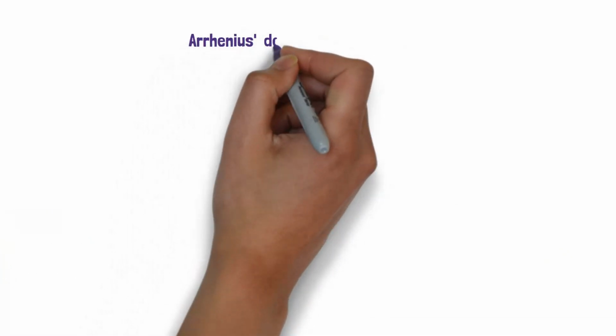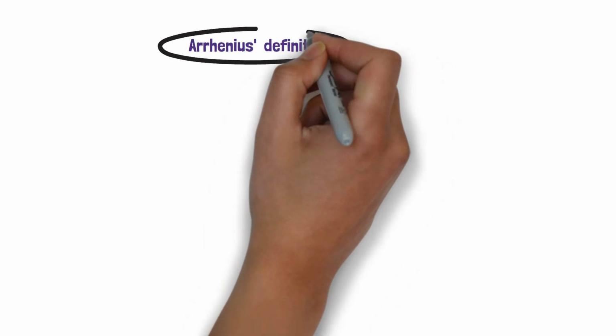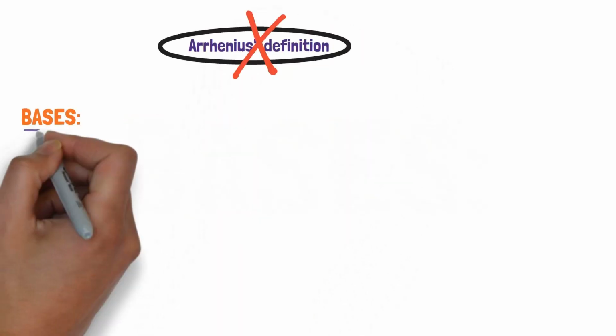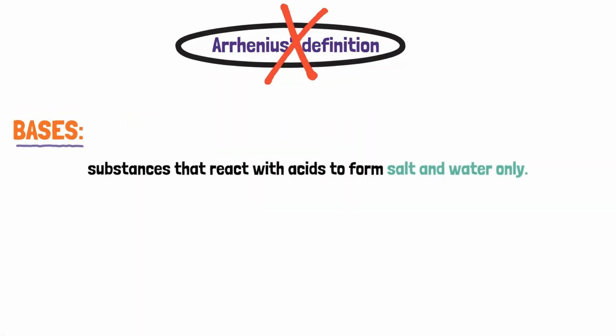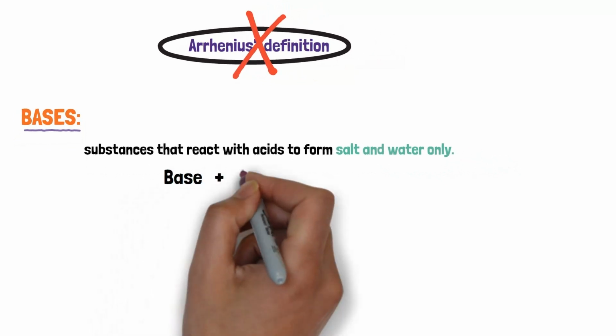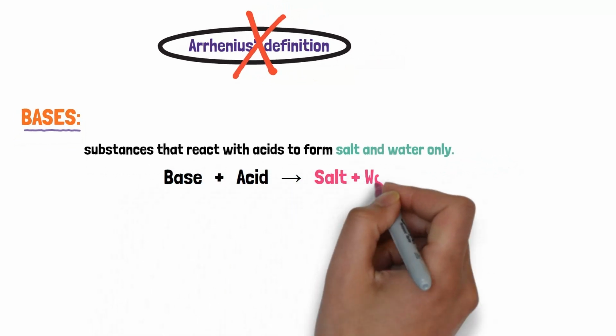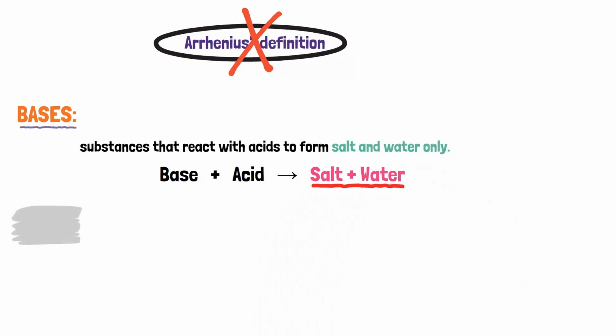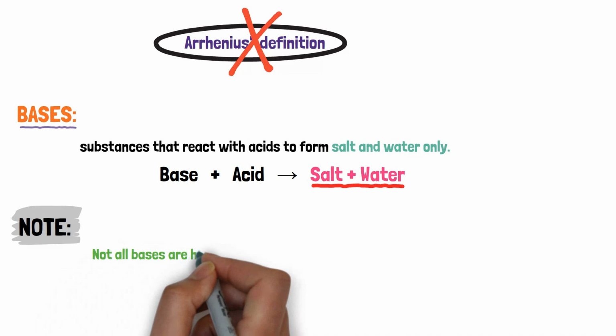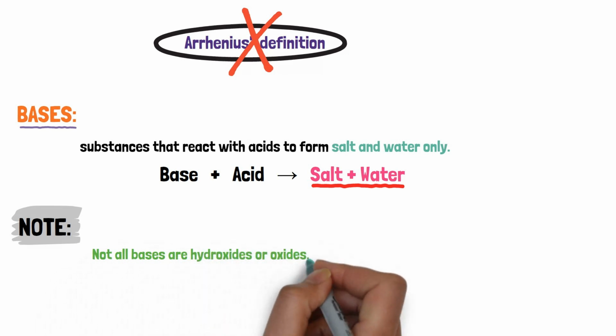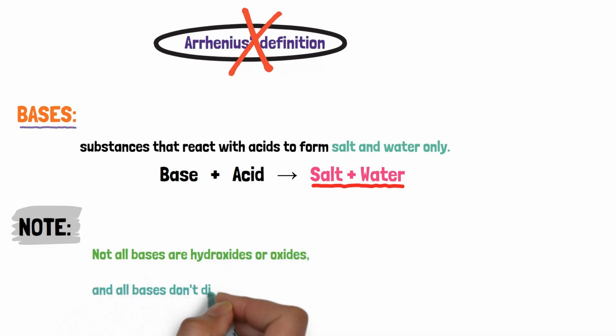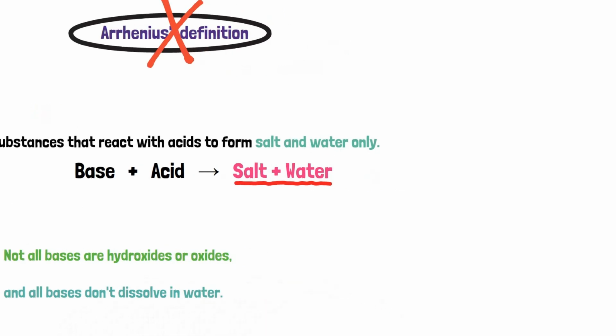However, Arrhenius definition does not always apply. A broader definition of bases is that they are substances that react with acids to form salt and water. Only keep in mind that not all bases are hydroxides or oxides, and not all bases dissolve in water.